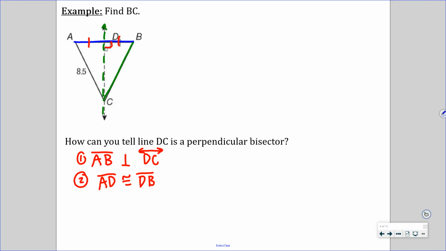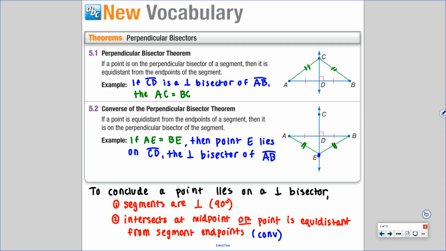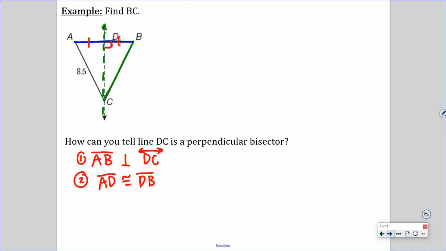So, to use the perpendicular bisector theorem, our hypothesis is met. We know it's a perpendicular bisector, so we can conclude that that point, in this case point C, is equidistant from A and B. Meaning if this distance is 8.5, what's this distance going to be? That's the perpendicular bisector theorem. Okay, let's try another one.